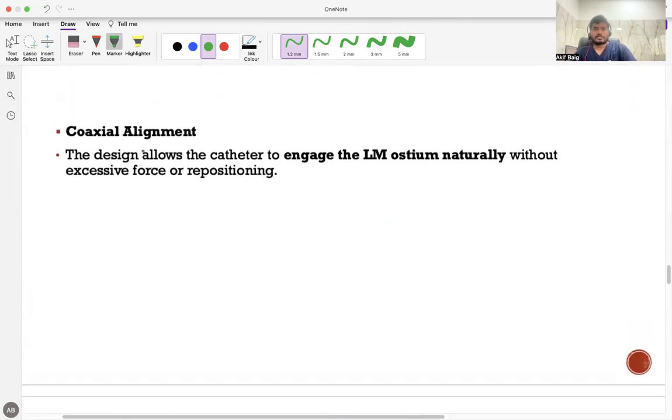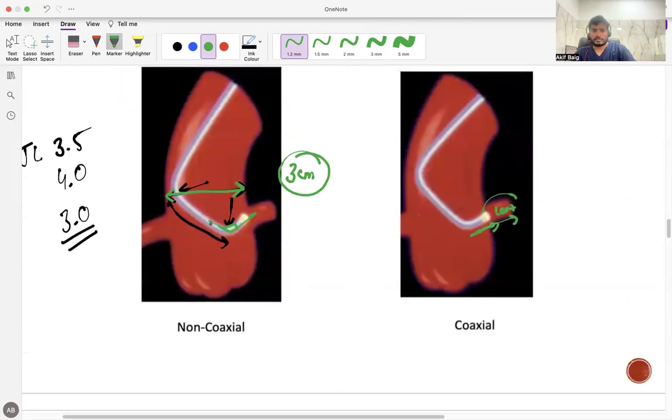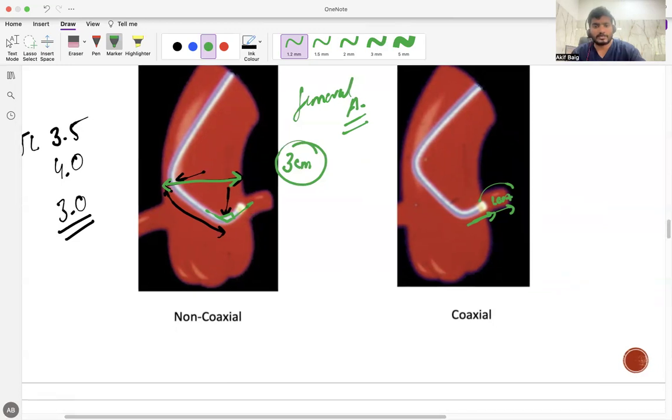Normally the design of the JL is such that it goes and sits in the aorta automatically. Suppose you are passing a JL guide through the femoral artery, you do not do much manipulation. Usually, if it is sent properly in this direction, it automatically goes and sits in the left ostium. It is designed in such a way that it automatically sits there. That is its natural nature.